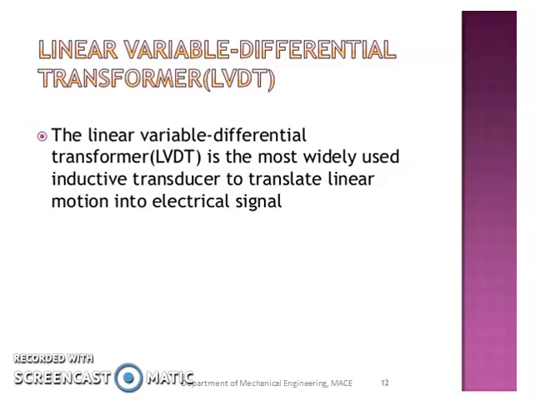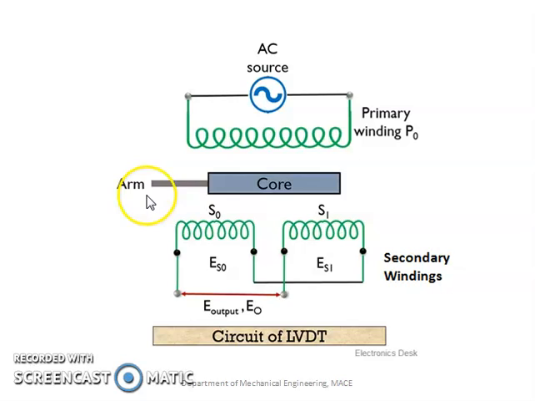So it is simply a transducer that converts the linear motion into electrical signal. This figure shows the circuit of LVDT. Actually, an LVDT is having a primary winding, where we are providing AC power source. Then it has two secondary windings like this. The number of turns in both secondary windings are equal, and they are also placed equidistant from the primary winding. We will see the construction in the next slide.